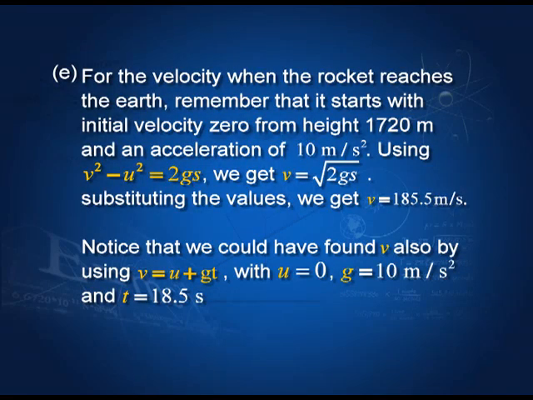For the final velocity when it reaches the ground, you just have to use v square minus u square equal to 2 g s. Everything is known, and therefore, you get the velocity when it reaches the ground. It is 185.5 meters per second.